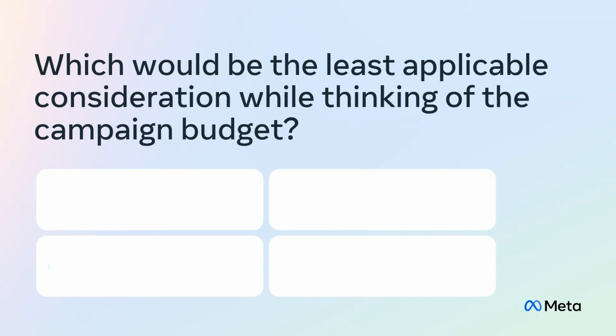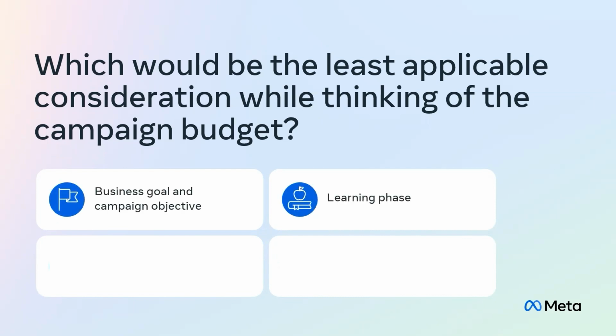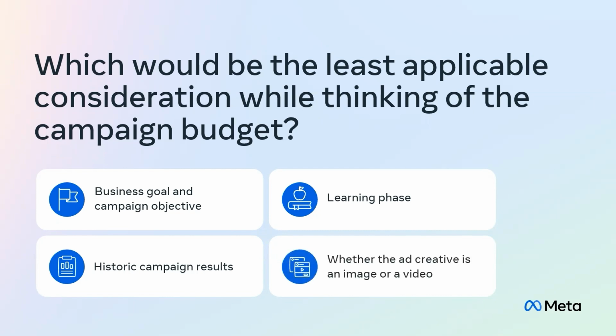Here's a question for you. Which would be the least applicable consideration while thinking of campaign budget? Will it be business goal and objective? Will it be the learning phase? Will it be historic campaign results? Or whether the ad creative is an image or a video? Which one of them will be the least applicable or least important?